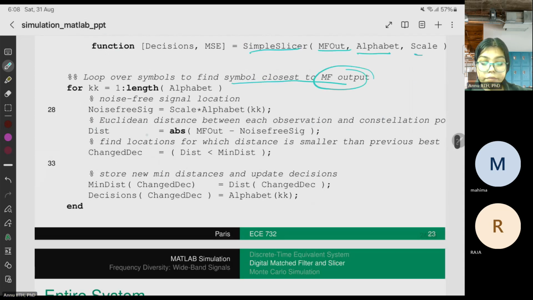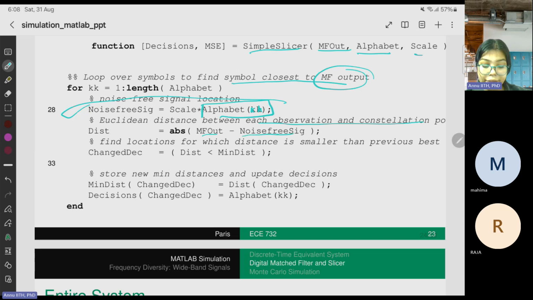First of all, we will scale, because if we provide the amplitude or scale, then we will have some sort of noise-free signal that is multiplied by alphabet at the index of kk. So this is actually an array. Equal distance between each observation and the constellation point is the difference: we have to take abs, meaning positive, of MF out minus the noise-free signal. So the noise-free signal is calculated first, then the distance is calculated for this MF out with respect to the noise-free signal.